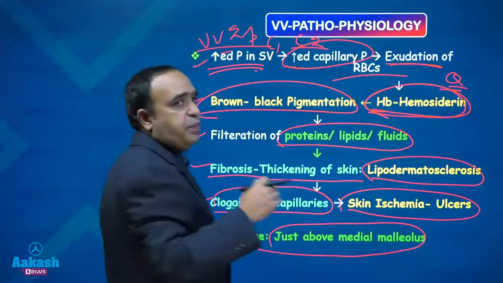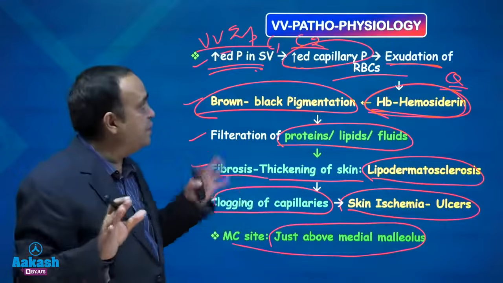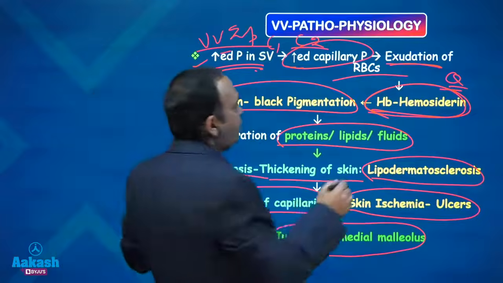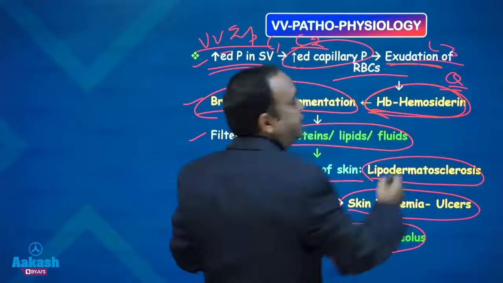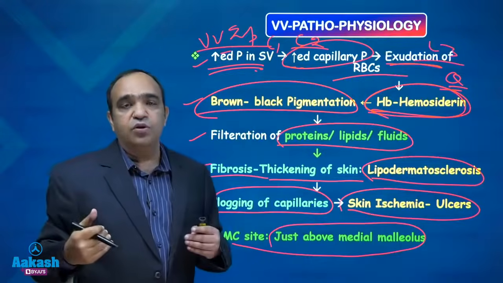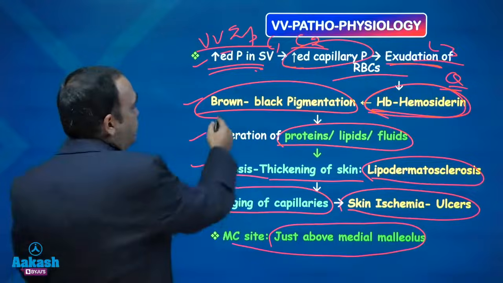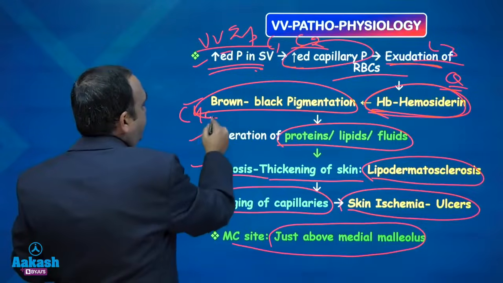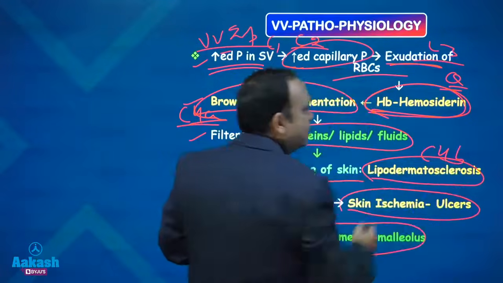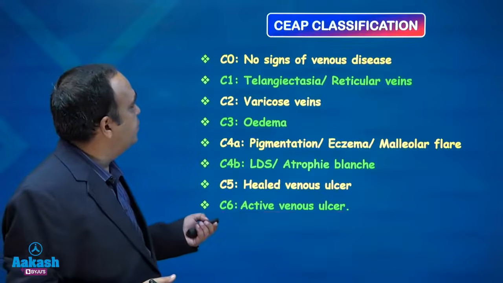Then C2 is properly, next step is bigger veins, properly formed veins. So very easy to remember if you remember this way. And then C3 is edema, fluid comes out, C3. Okay, so smaller veins, bigger veins, then the fluid comes out, so edema sets in, C3. Then C4 onwards, the skin changes. So first is pigmentation, C4A. Then lipodermatosclerosis, C4B. And then the ulcers, C5 and C6, right? So it's easy to remember.